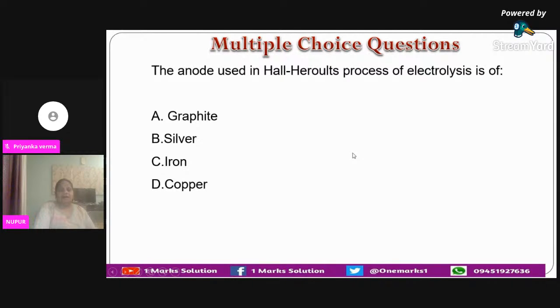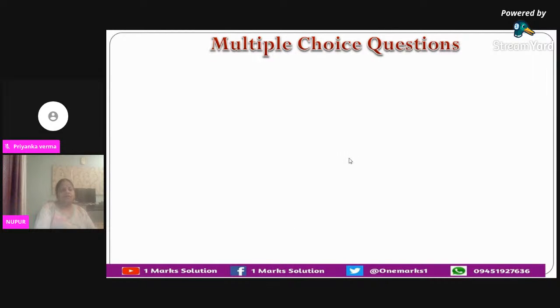Now, here is another important process, that is the anode used in Hall-Heroult's process of electrolysis is graphite, silver, iron or copper. So the answer over here is graphite. This method is used for aluminium, and here the anode is made up of graphite only.